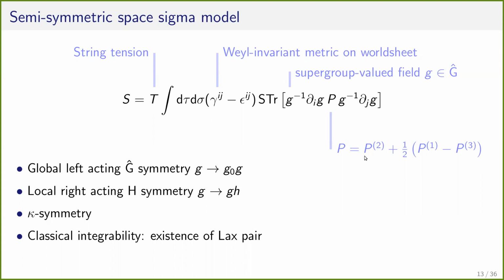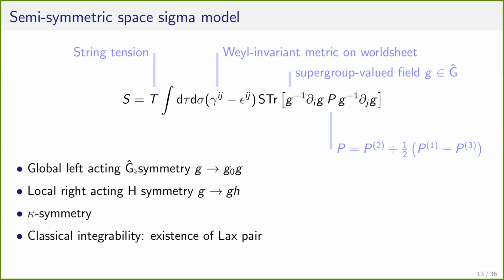And so maybe a comment about this projector that you need to insert. Here, this factor of 1/2 is fixed by the requirement of kappa symmetry. So this is just something that you need to ensure so that you have the same number of fermionic degrees of freedom and bosonic degrees of freedom, as expected in supersymmetry. And the bottom line of all this is that this action is classically integrable, in the sense that you can recast the equations of motion arising from this action in terms of the flatness condition of a Lax connection.